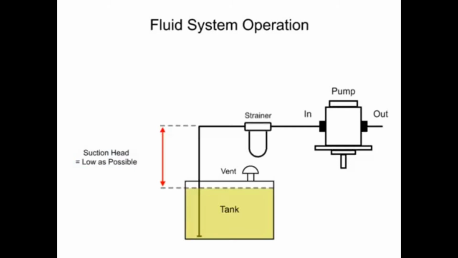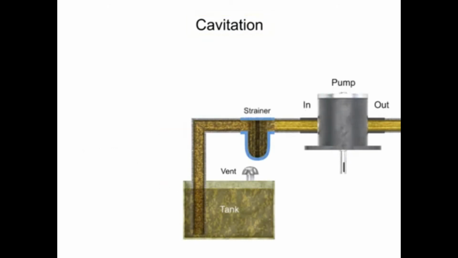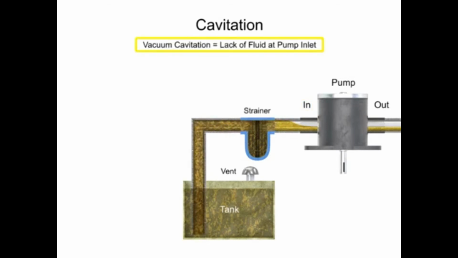Several issues may occur if enough fluid does not flow to the pump inlet. One such scenario is called cavitation. The most common form of cavitation occurs when the inlet fluid is not entirely filling the cavities which open up for it on the pump inlet. This type of cavitation is called vacuum cavitation, a condition commonly known as starving the pump because not enough fluid makes it to the inlet.